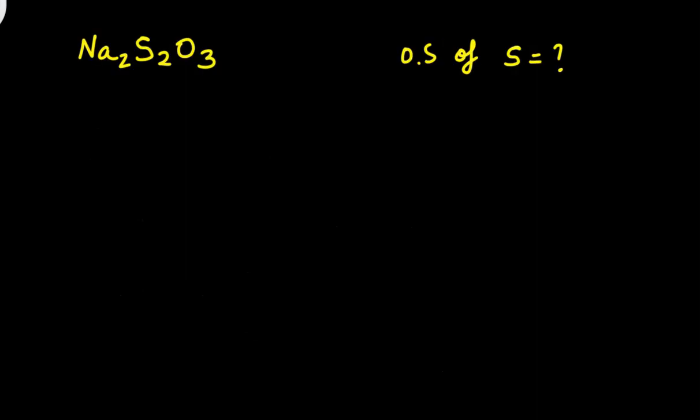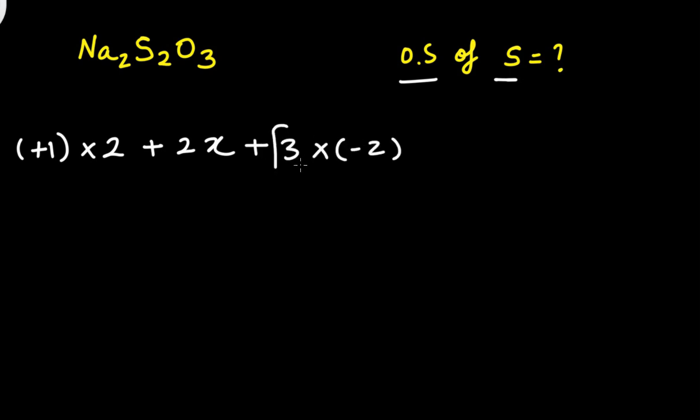Our next example is Na2S2O3. Now in this example you have to find the oxidation state of sulfur. Again start writing according to the rules. Sodium has an oxidation state of +1 because it is in group 1. There are two sodium atoms, so multiply with 2, plus 2 sulfur atoms, so you will get 2X, plus 3 oxygen atoms, is equal to 0.